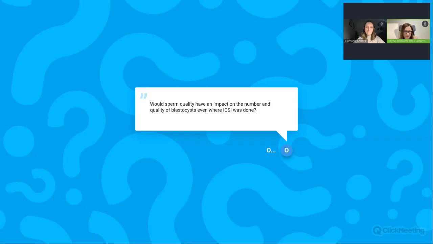And we will go for the question. Next one that we have is here. Would sperm quality have an impact on the number and quality of blastocysts, even where ICSI was done?